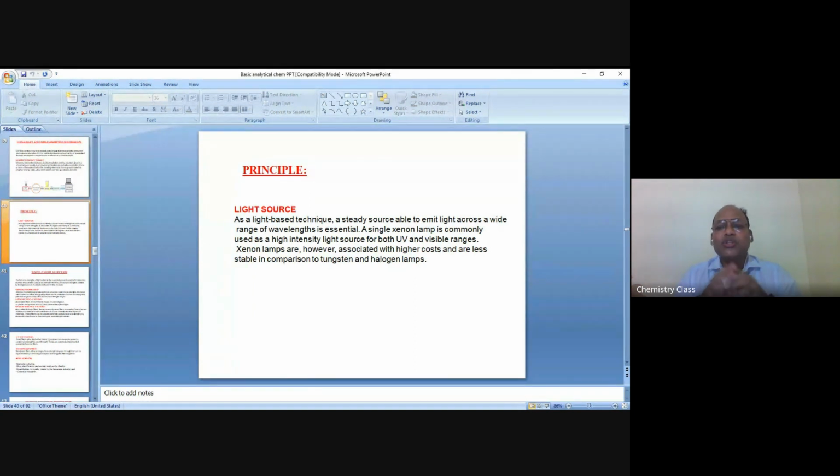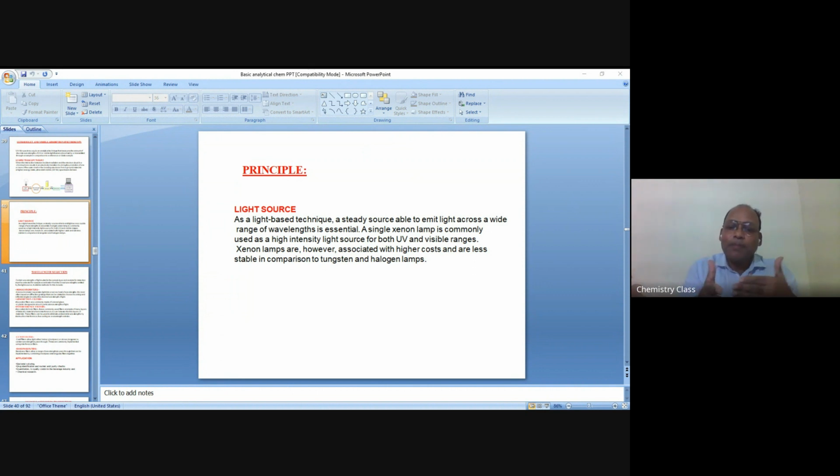A steady source, able to emit light across a wide range of wavelengths, is essential. The light should be steady, and the light source should provide a wide range of wavelengths. Why am I saying this? Because we don't know which wavelength of light the sample will absorb. We have to do the experiment and record it. So that is the issue.